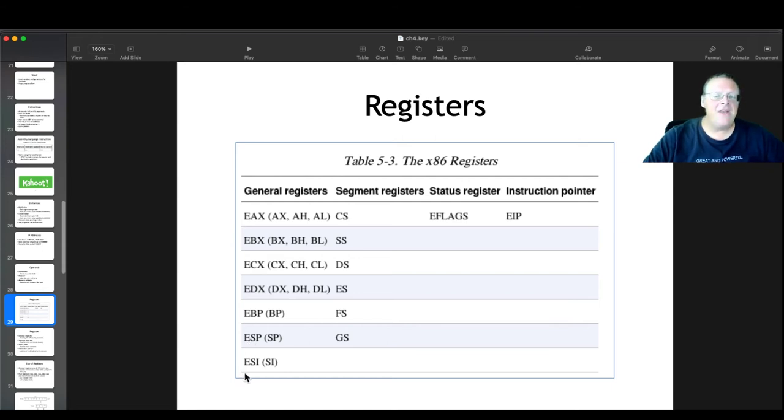Then you have ESI, which is just an index you can use for general purpose, really. And then there are flags and the instruction pointer. The flags, we're going to use indirectly. You don't usually refer to them directly. The instruction pointer is super important, of course. That is the address of the next instruction to be executed. So if you manage to gain control of the instruction pointer, you can take control of the computer.